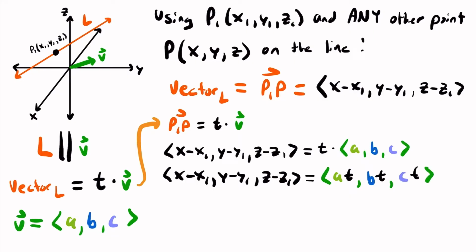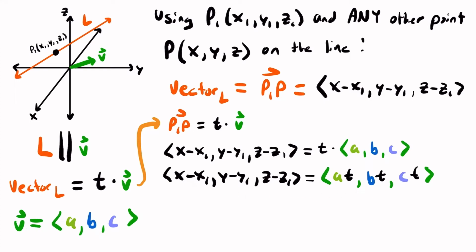Okay, and so now we have performed this scalar multiplication. We multiplied t by each of those components right here. And so now what we have here is an equation where we have 2 vectors equal to each other. If we're saying that these 2 vectors are equal, this is vector p1p, and this is vector v multiplied by some scalar t, then what that really says is that all of their components are equal, right?